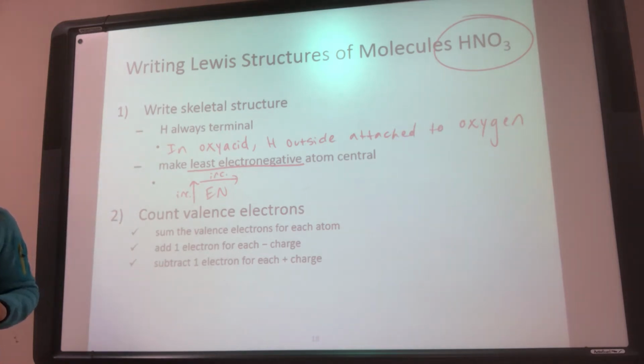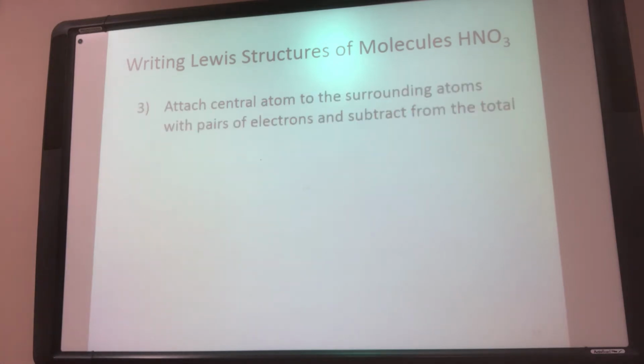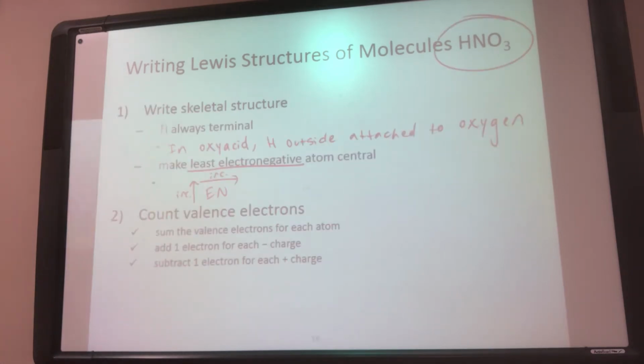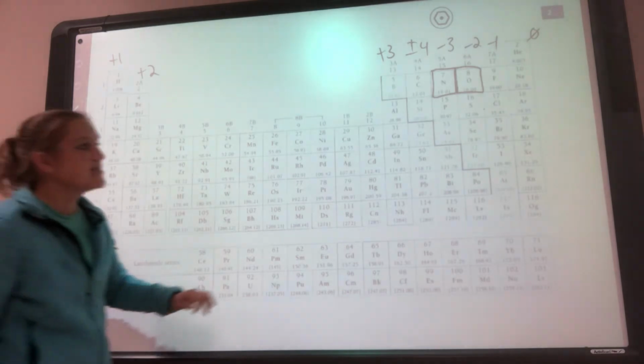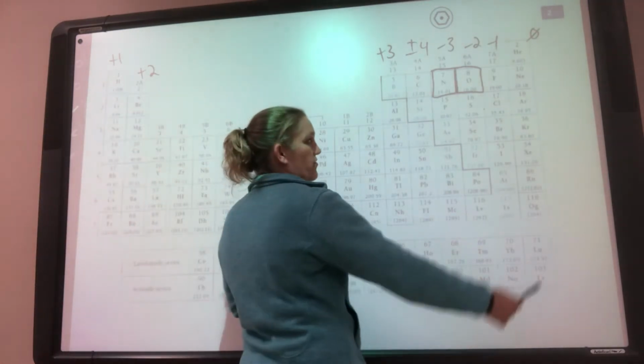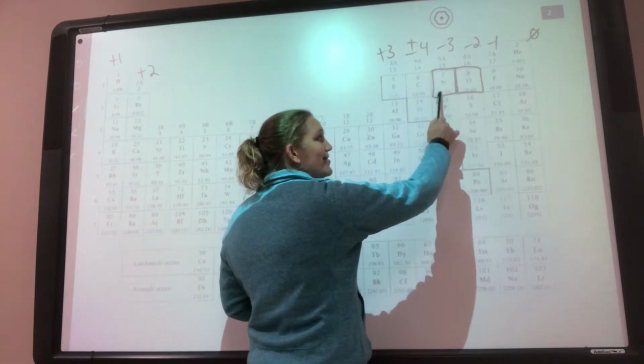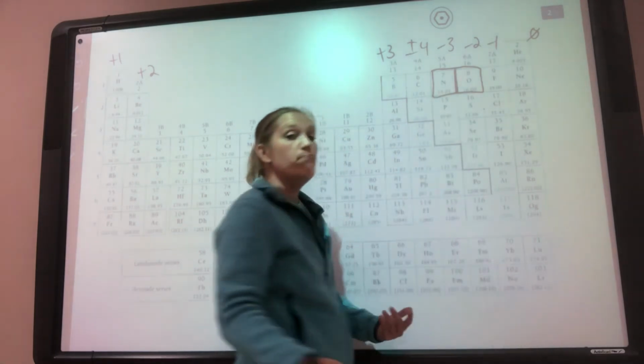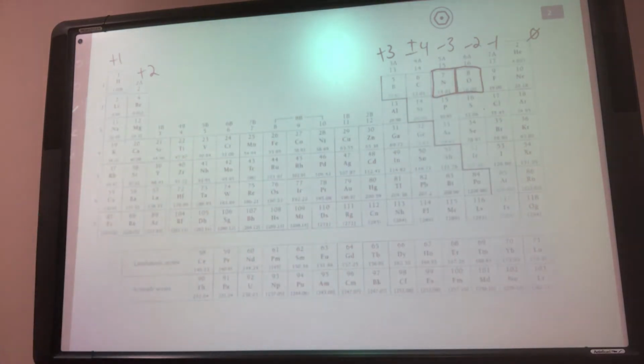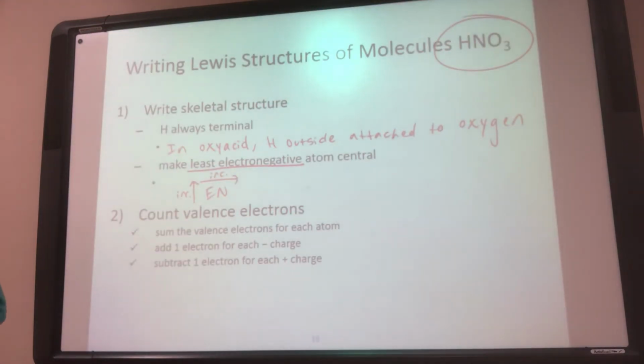So I go to my periodic table. Whoop, it's not pulling up, there we go. And I ask, who is more electronegative? Oxygen is more electronegative than nitrogen. The least electronegative goes in the middle. So nitrogen is less electronegative than oxygen, so it's going to go in the middle. He's my central atom.